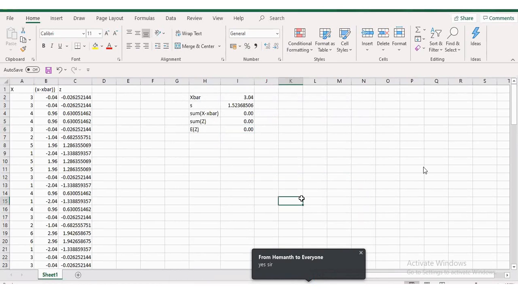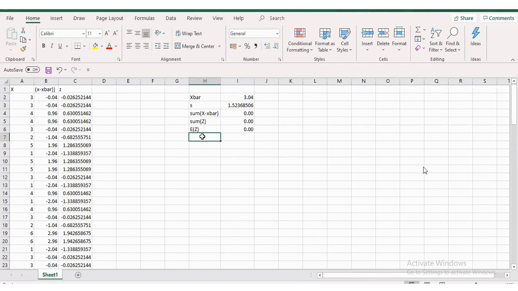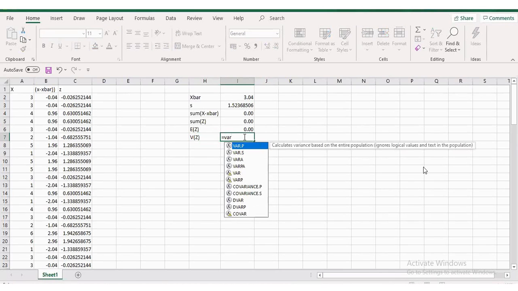Clear. Let's calculate the standard deviation. Standard deviation of what? Z. That is nothing but the variance of Z. If I know the variance of Z, I can calculate the standard deviation from it. Variance of Z equals sigma square. If I can calculate the sigma square value, I can calculate the sigma. So let's calculate the sigma square. Variance of Z.